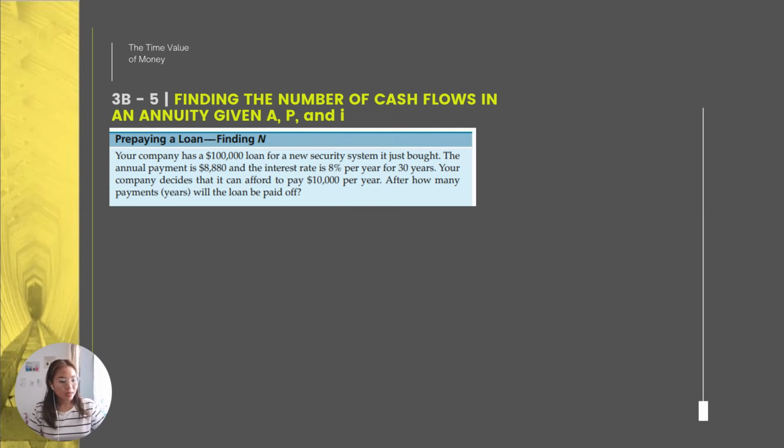Sometimes we may have information about a present amount of money, the magnitude of an annuity A, and the interest rate i. So the unknown in this case is the number of cash flows in the annuity, n. Let's have an example: prepaying a loan, finding n. Your company has a $100,000 loan for a new security system it just bought. The annual payment is $8,880 and the interest rate is 8% per year for 30 years. Your company decides that it can afford to pay $10,000 per year. After how many payment years will the loan be paid off?